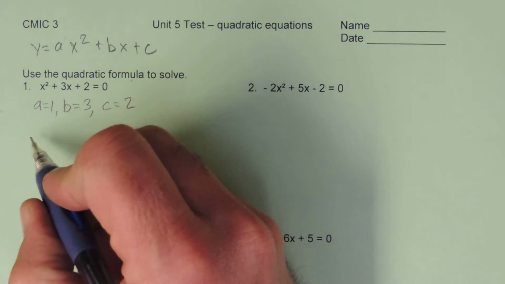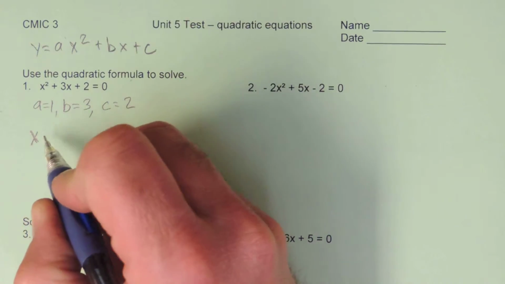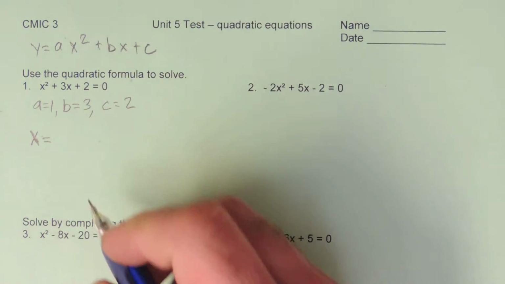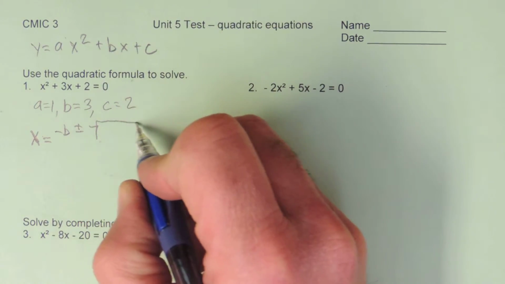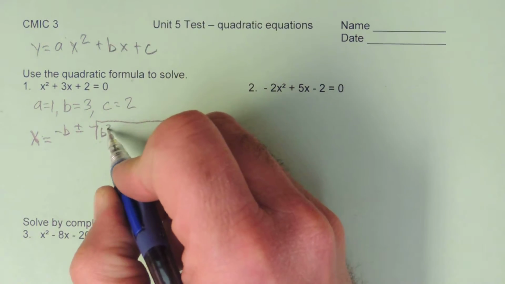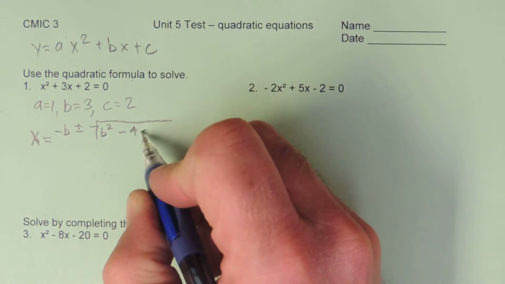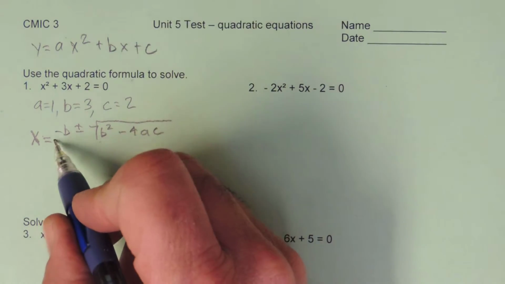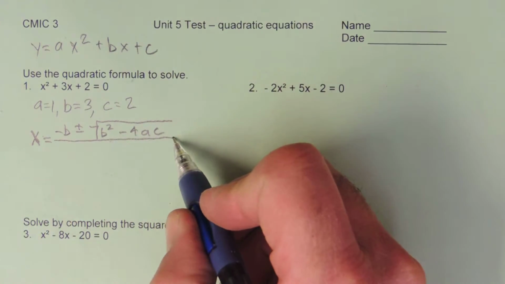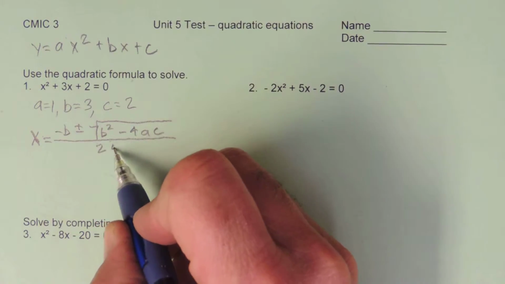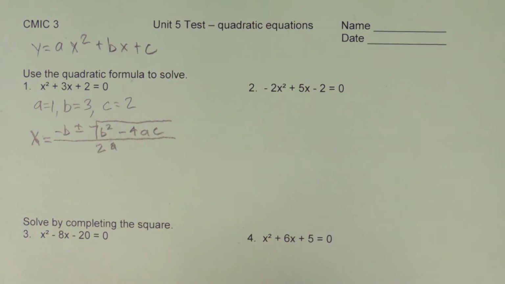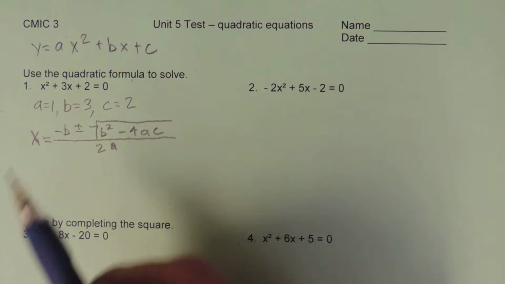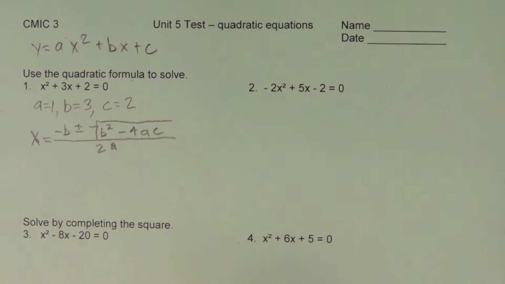The quadratic formula says that the x-intercept can be found by taking negative b plus or minus the square root of b squared minus 4 times a times c. Once you do that entire thing, you divide by 2a. You have to do all of this, get that answer, and then divide by 2a. You don't just divide this by 2a. You have to do the whole thing.